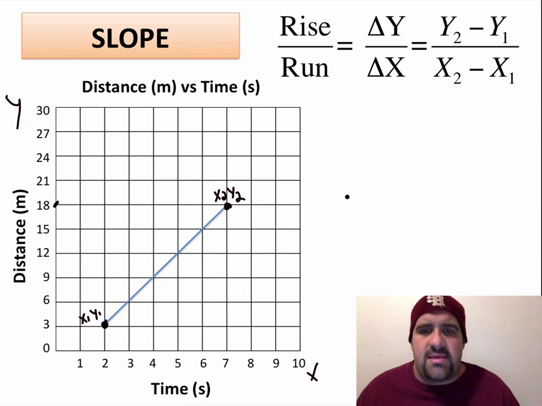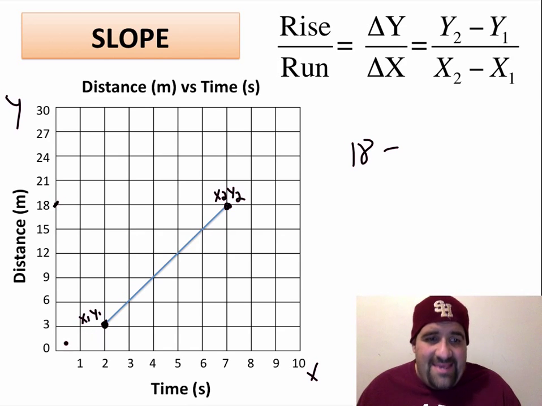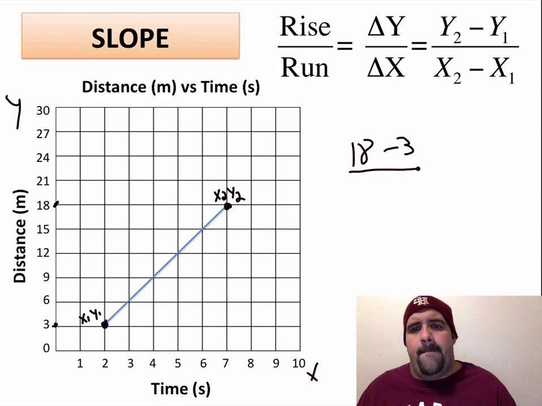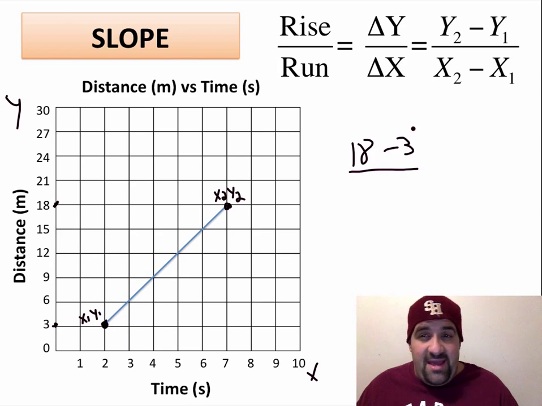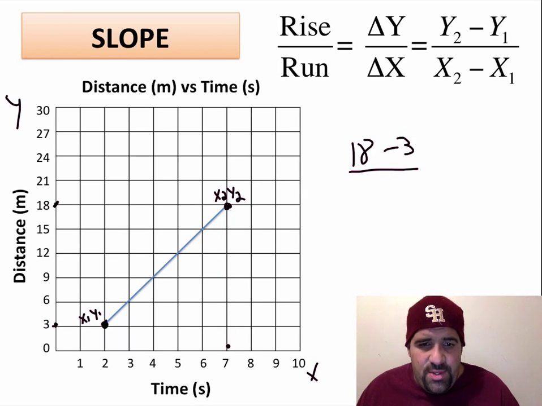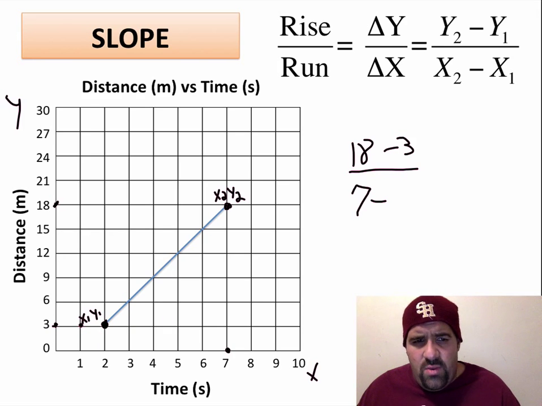And this is, of course, the x. So y2 is 18 minus y1. This time it's not at 0. y1 is actually right here, and it looks like y1 is at about 3. So 18 minus 3. We're going to do the same thing for the x value, x2 minus x1. x2 is up here. If we go down the graph, it looks to be at about a value of 7. So x2 is 7 minus x1.